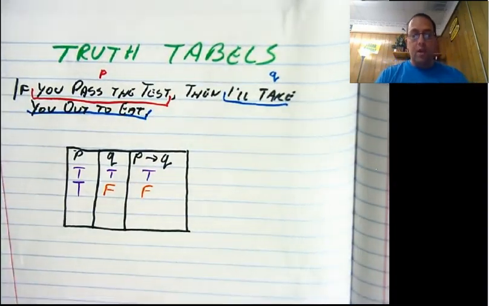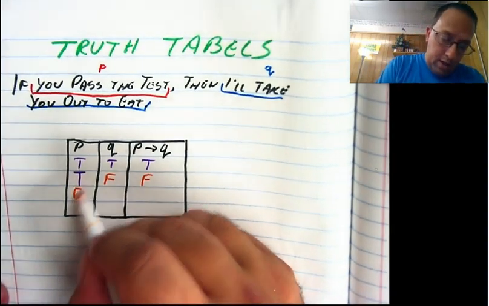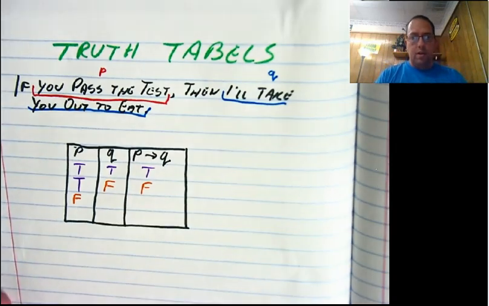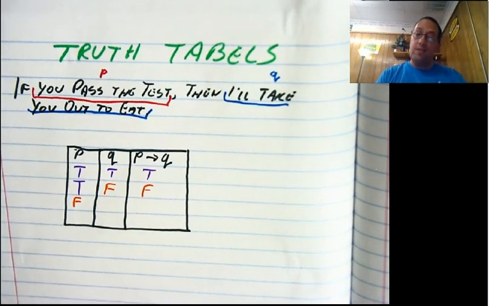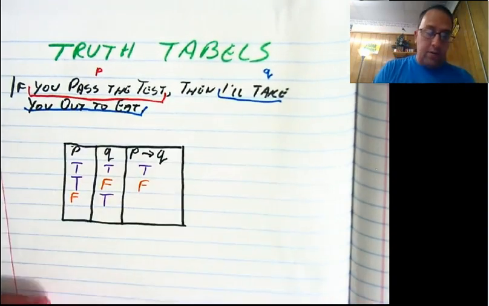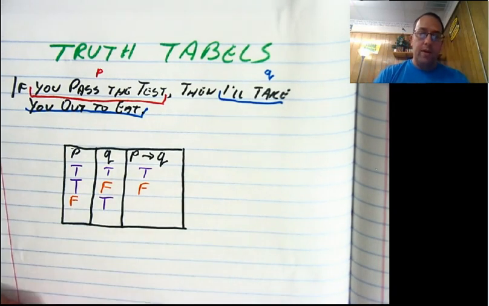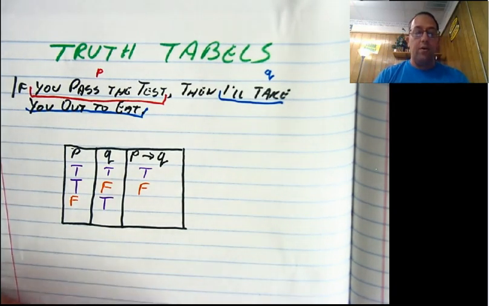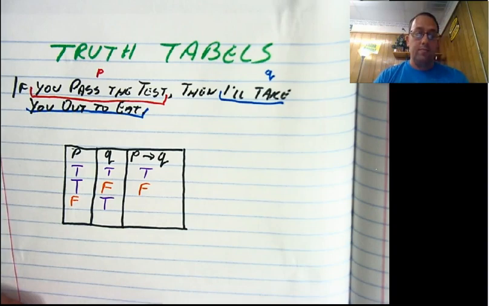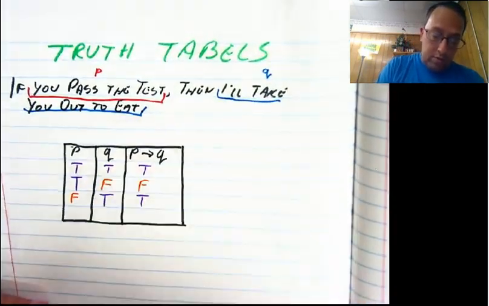No good. There are other options here. It could be that you failed the test. The hypothesis is false. But I'm a nice guy, and I still took you out to eat. Is my statement that if you pass the test, then I take you out to eat false if I took you out to eat anyways? Well, no, it's still true. If you'd passed the test, I would have taken you out to eat, but I also took you out to eat when you failed it. So this is still true.